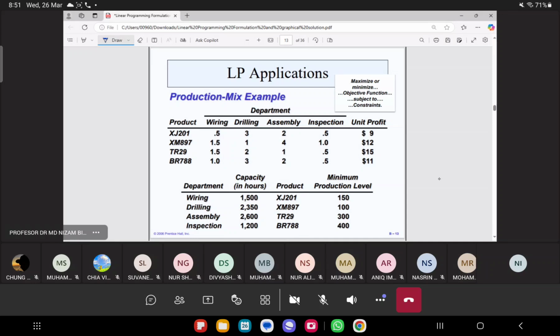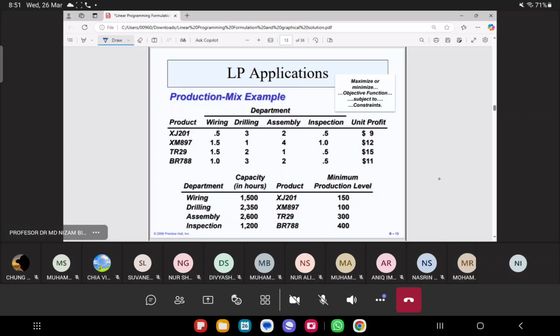But the time taken for each product at different departments, wiring, drilling, assembly, special operation, is different. The amount of time is different. Okay. And each product has a different profit. Okay. And it's also given that for each department, wiring, drilling, assembly, and so on and so forth, there is a capacity in hours. And for the products, there's also a minimum production level that needs to be met.